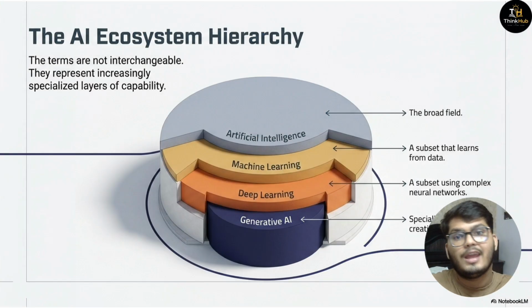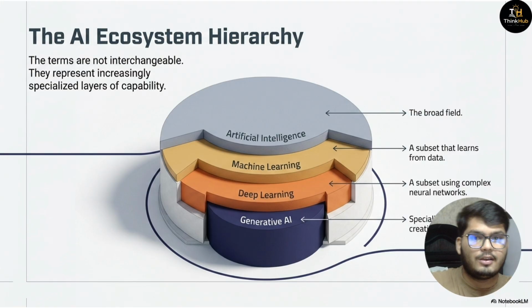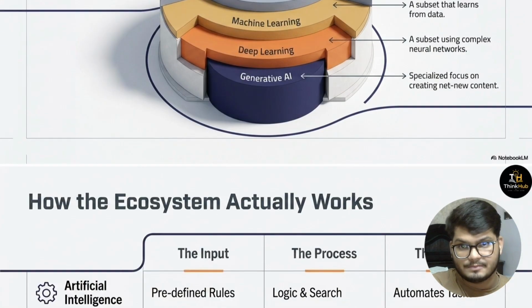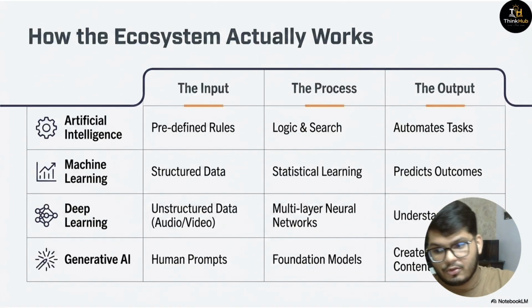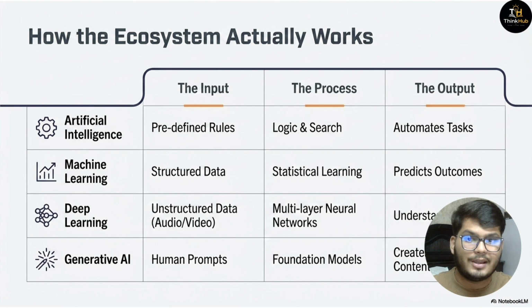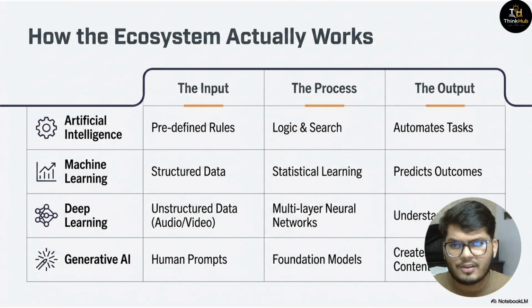And the AI ecosystem hierarchy: first we will discuss artificial intelligence, then machine learning, then deep learning, and then generative AI, and how the ecosystem actually works. I will finish this video within 20 to 25 minutes. You can read all those things, and I will share this PDF.